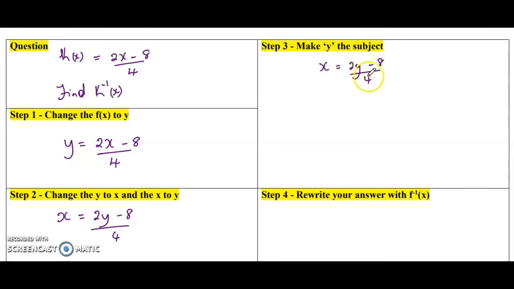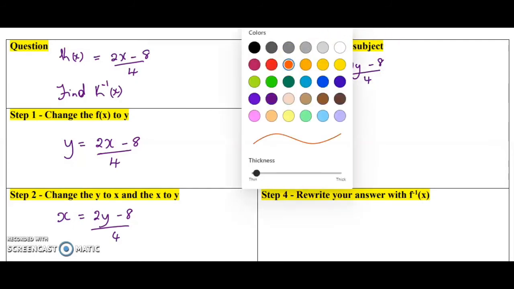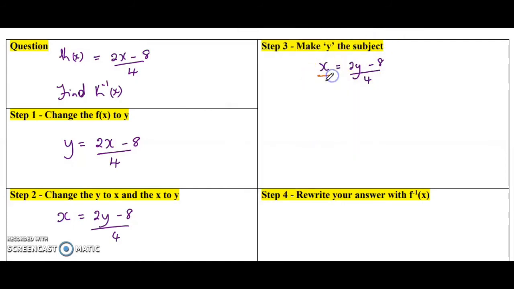So since the 2y minus 8 over 4 is a fraction, I am just going to go ahead and change my x to a fraction also by putting that over 1. The next thing I'm going to do is cross multiply. So 1 times 2y is 2y. 1 times negative 8 is negative 8. Put back my equal sign. And 4 times x, I am going to get 4x.